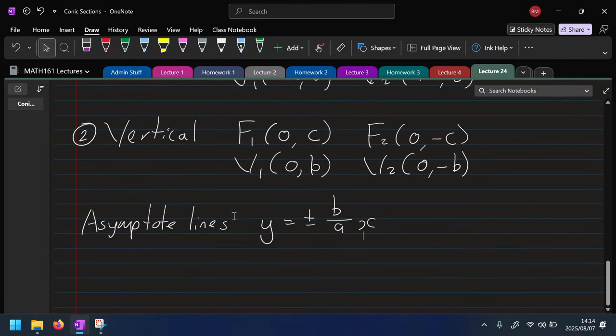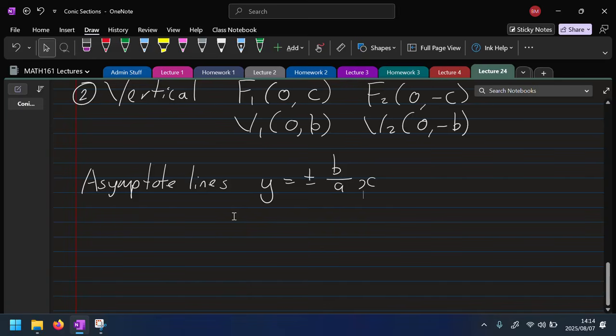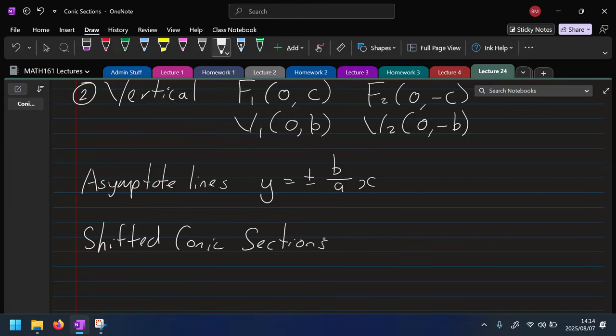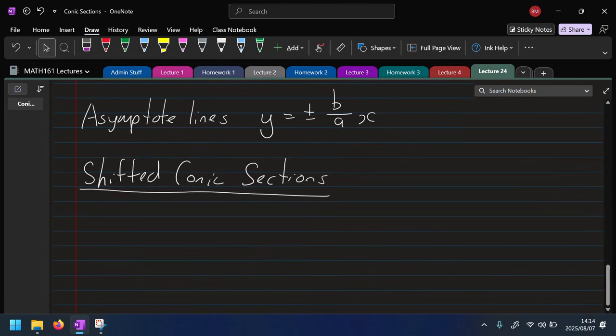Okay, let's have a look at what happens if we shift the conic sections. In the tutorials, you'll need to know if they are shifted or unshifted. You should be familiar with that from before. You take a function, you move it left, you move it right, same idea. Shifted conic sections. It's exactly the same as what you did before.